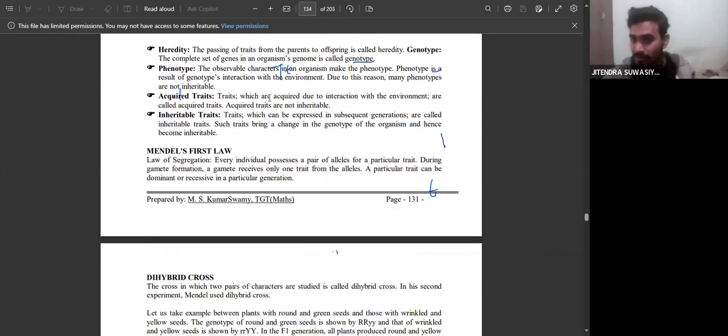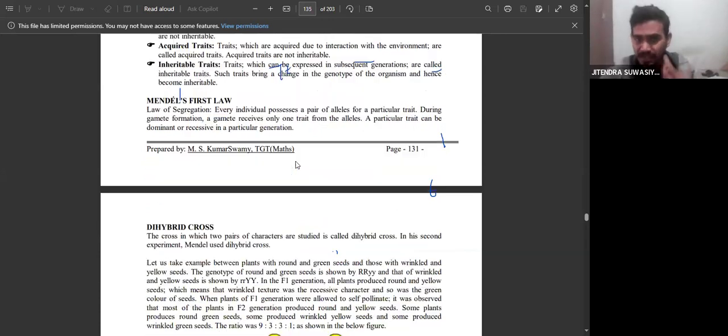Then acquired traits we have also seen, like what I talked about in the last class with the South Korea example. Acquired traits come from interaction with the environment. Inheritable traits are those transferred from generation to generation. Then Mendel's first law. There are some laws that were proposed by Gregor Mendel. The first law was the law of segregation. So what is the law of segregation?